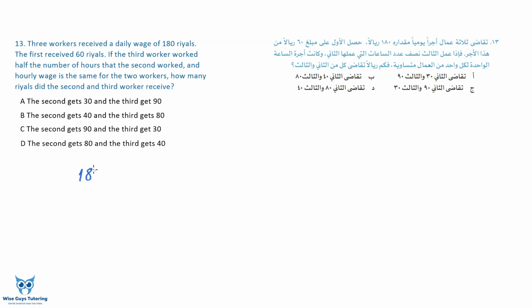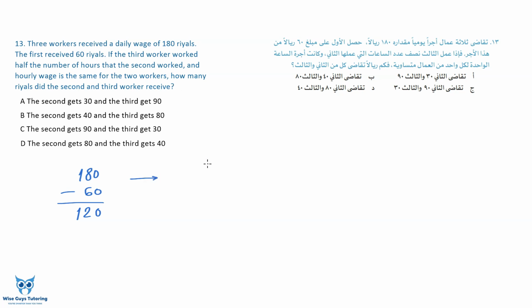Let's see. 180 minus 60. So 0 minus 0 is 0. 8 minus 6, that's 2. 1 is left alone. So there's 120 riyals left for the other 2 guys. But you see, they didn't work the same amount of hours. They have the same wage, but it says that the third guy worked half the number of hours of the second. And what that tells me is that the third worker is going to get half the amount of money that the second worker got. That's how it is if life is fair, even though it's not, but that's a whole other topic.